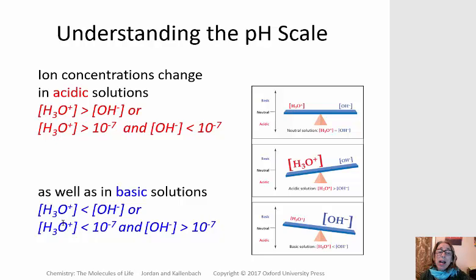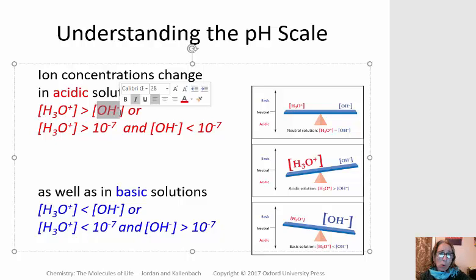However, if we have an acidic solution, what that means is the hydronium concentration is greater than that of the hydroxide. Now, when we multiply the concentration of hydronium times hydroxide together, it still equals 1 times 10 to the minus 14th. But now, in an acidic solution, we have more hydronium than hydroxide. So hydronium concentrations will be greater than 10 to the minus 7th, and hydroxide concentrations will be less than 10 to the minus 7th.